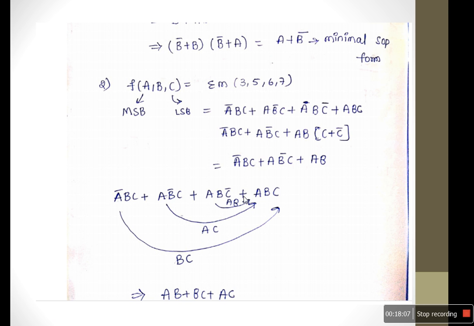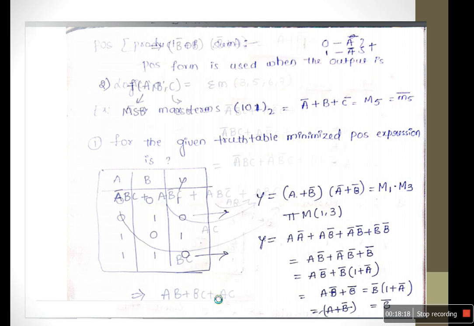And in these two, ABC bar plus ABC, I am taking AB as common. C plus C bar equal to 1. So I am getting the AB. So the result is AB plus BC plus AC.